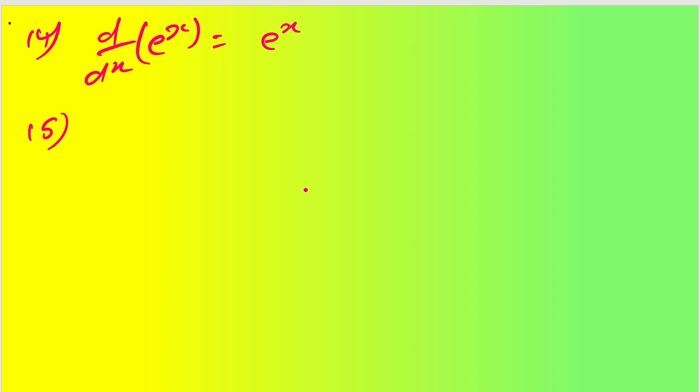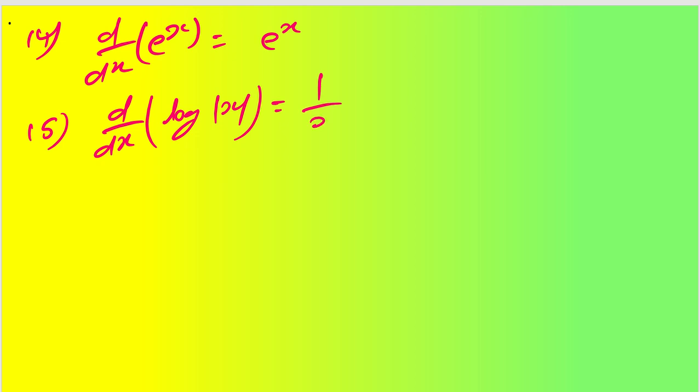we can go ahead with log also. So differentiation of log x, just understand that in mathematics when we use log, it will always be base e or exponential base, right? So that will be 1 by x.